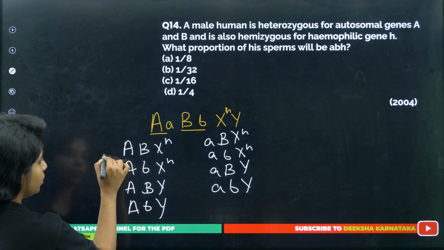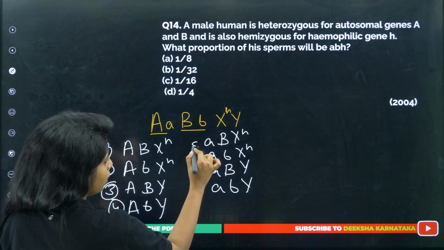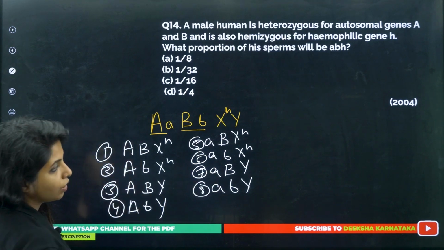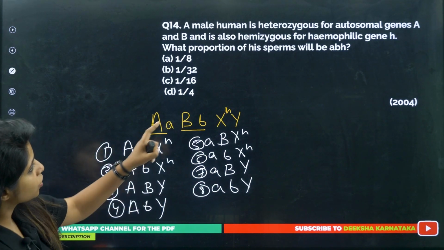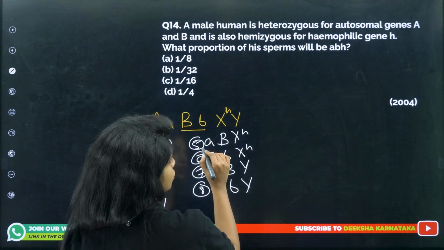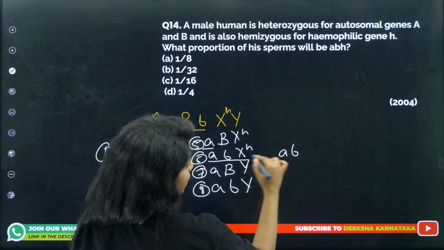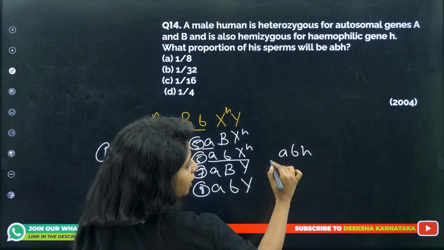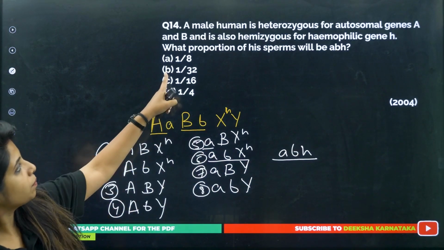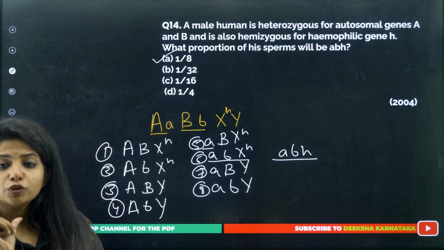So how many of them do we have? 1, 2, 3, 4, 5, 6, 7, 8. We have 8 of them and you are asked which ones have ABH. So this is the ABH one. ABH, XH is the same thing as H. So 1 among 8, 1 by 8 is the correct answer, children. These are small terms you need to understand.